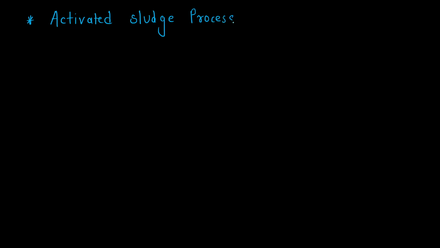So let's give the heading: activated sludge process. Before starting this, let's write down a few important points. The first and most important point is who developed this method. It was developed by the scientists Arden and Lockett in 1914. So this method was developed in 1914, that is during the start of World War I.